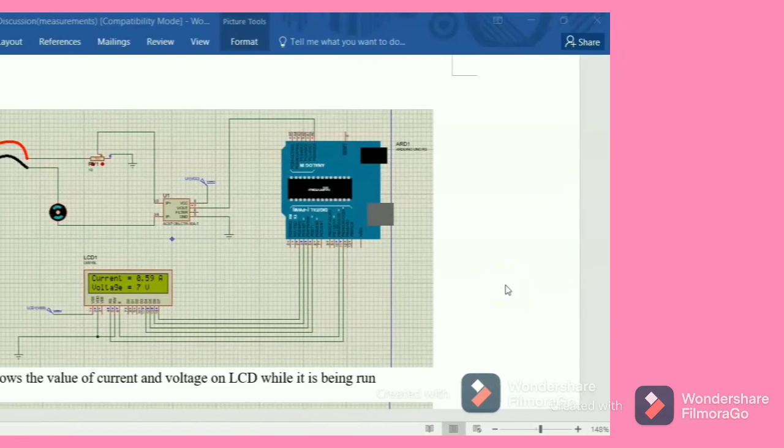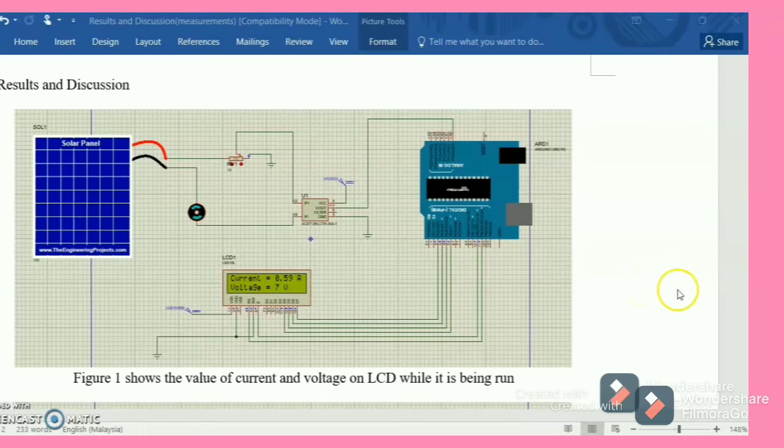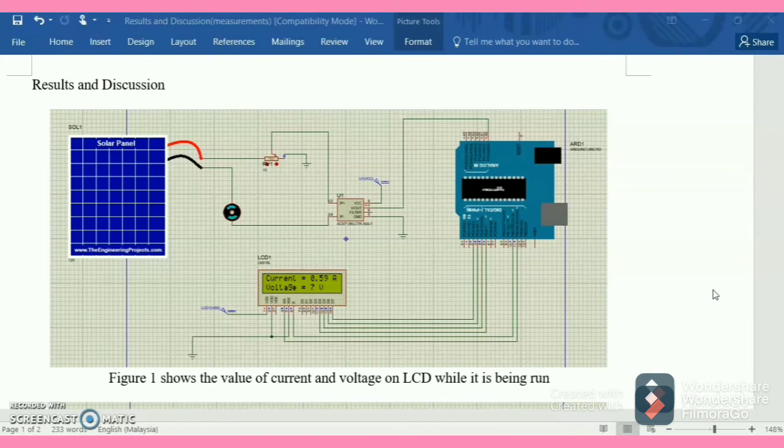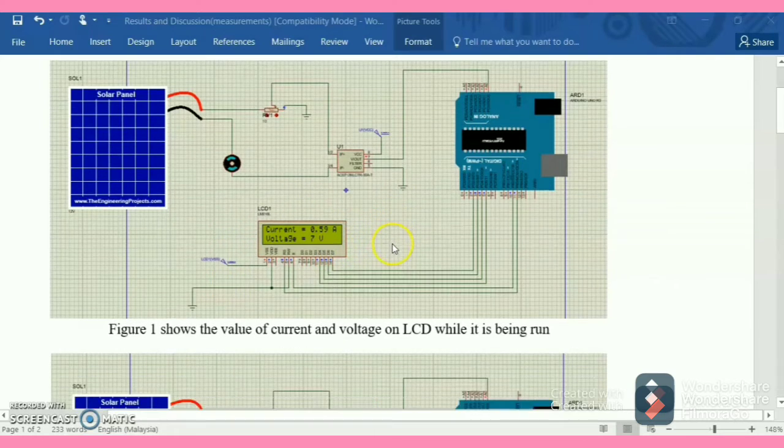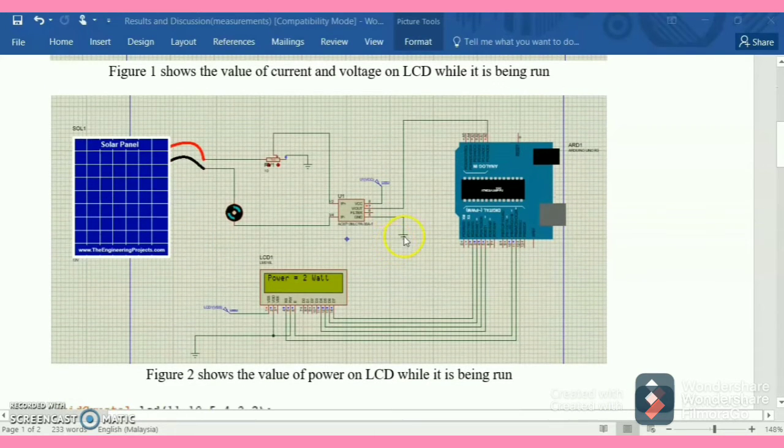So next, I will present to you about the result and discussion. Figure 1 shows the value of current and voltage on LCD while it is being run. As you can see here, the current is 0.59 ampere and the voltage is 7 volt. Next, figure 2 shows the value of power on LCD while it is being run. So the power is 2 watt.